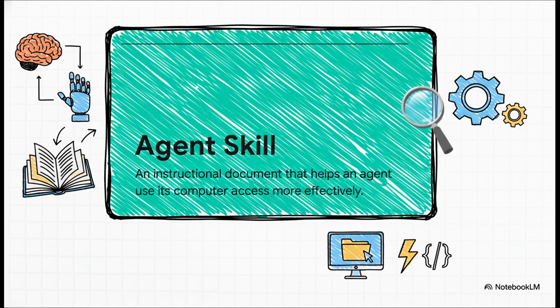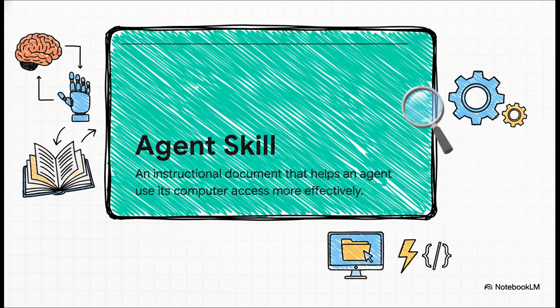So at its heart, an agent skill is basically an instruction manual for your AI. Think of it as a super clear, structured way to teach an agent how to use the tools you've given it. Things like accessing certain files or running specific scripts. This helps it get complex jobs done the right way every time.